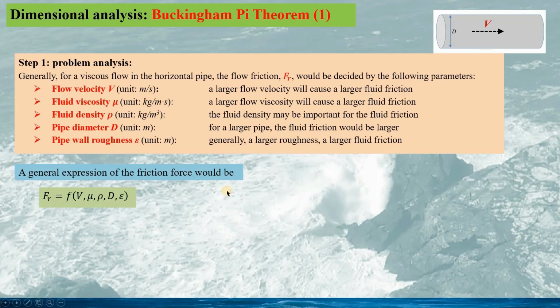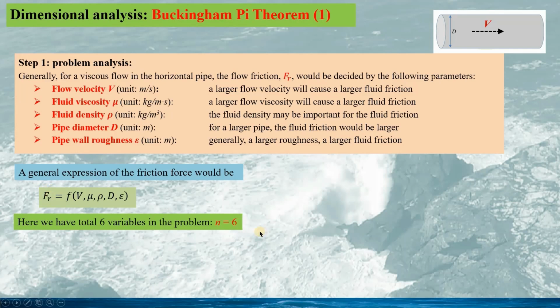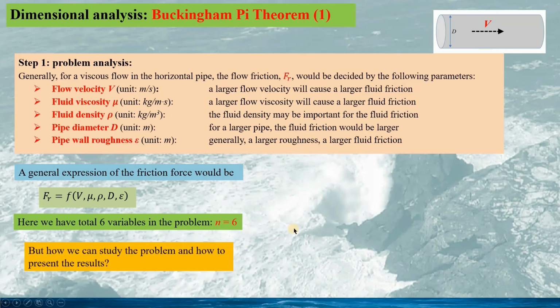From the analysis above, the fluid friction Fr can be expressed as a general function of 5 physical parameters: velocity, viscosity, density, diameter, and the wall roughness. And from this expression, we can see the total variables, including the friction, would be 6, so n equals 6. Here now, we might have a problem: how can we best study the problem and how can we present the result.